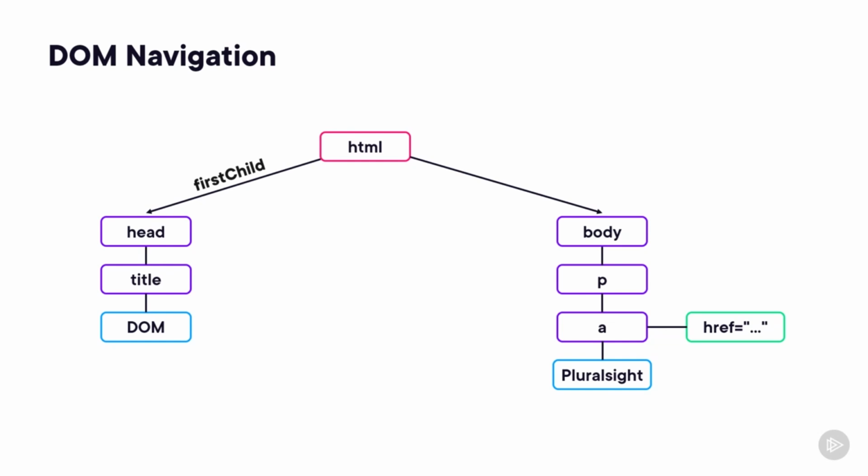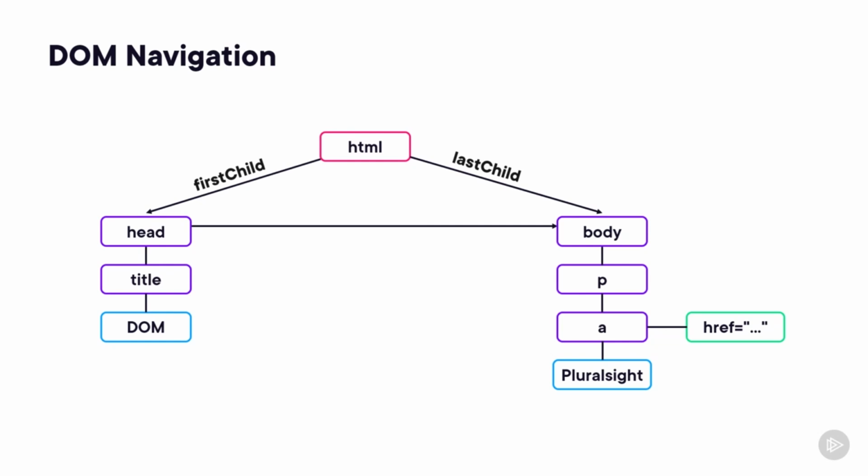If we are at the HTML node and would like to access the body node, we could use lastChild, because body is the last child of the HTML node. And if a node only has one child node, then firstChild and lastChild point at the same thing.